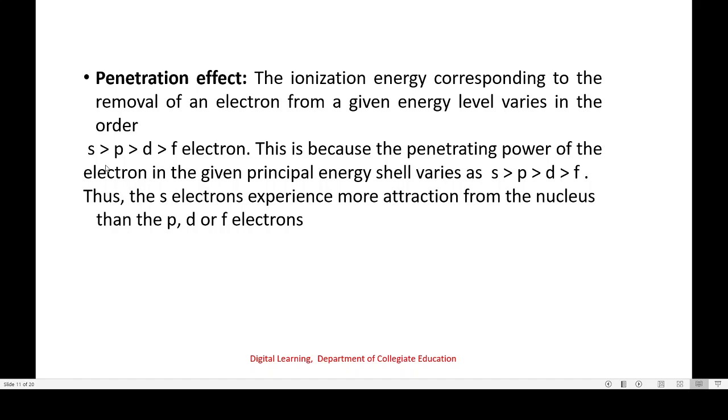So the ionization energy corresponding to the removal of an electron from a given energy level varies in the order: s is greater, followed by p, which is lower than s, followed by d, which is lesser than p, followed by f, which is lesser than the d electron.